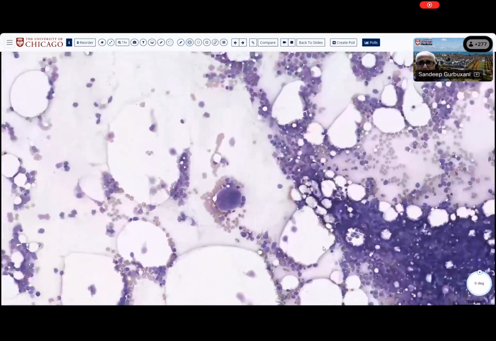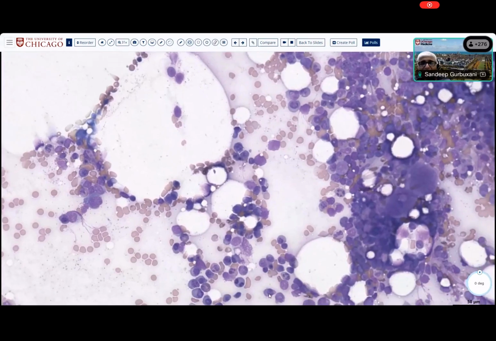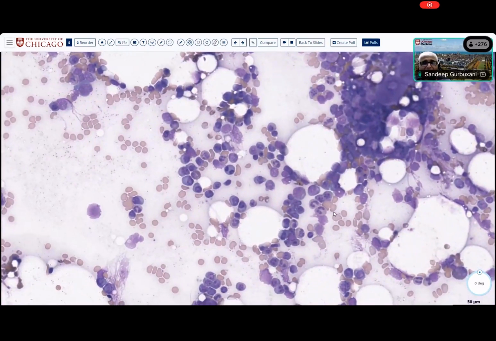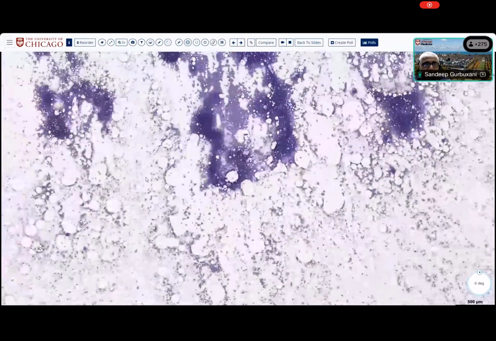Let me see, let's start here. Is this normal or abnormal? Anything that jumps out? Not really, right? So you have some erythroid precursors, you have some megakaryocytes buried in this, you have some neutrophils here that seem to be maturing normally. So we'll move away from this field and see if we can find a different field.